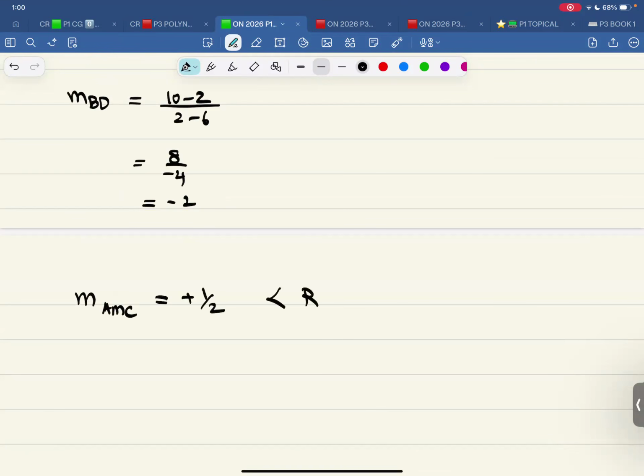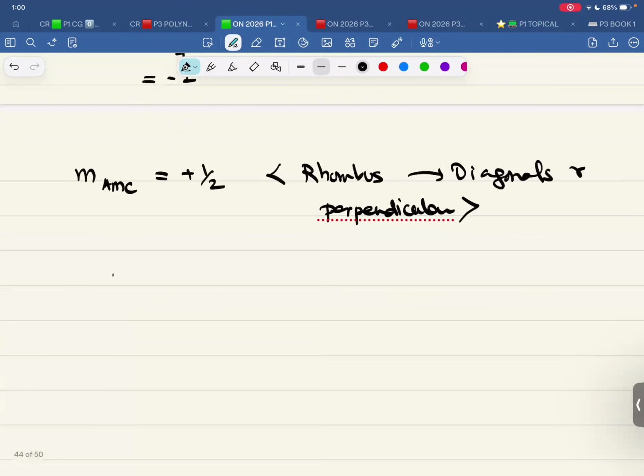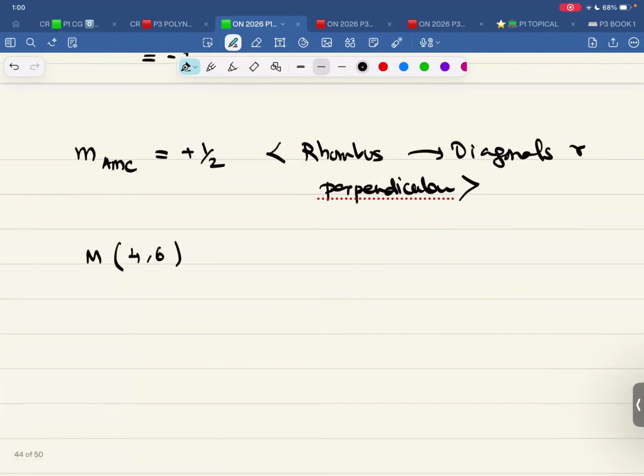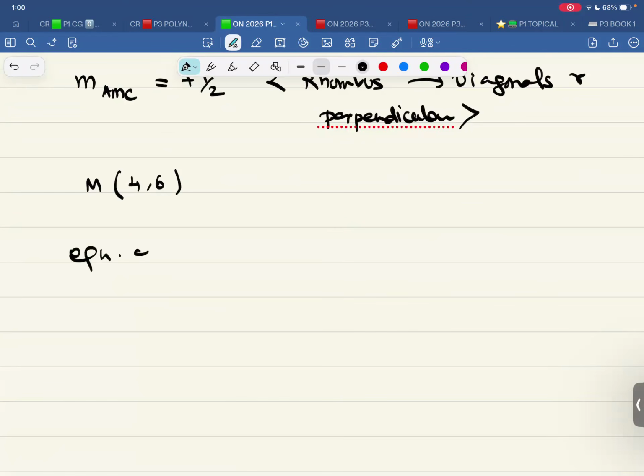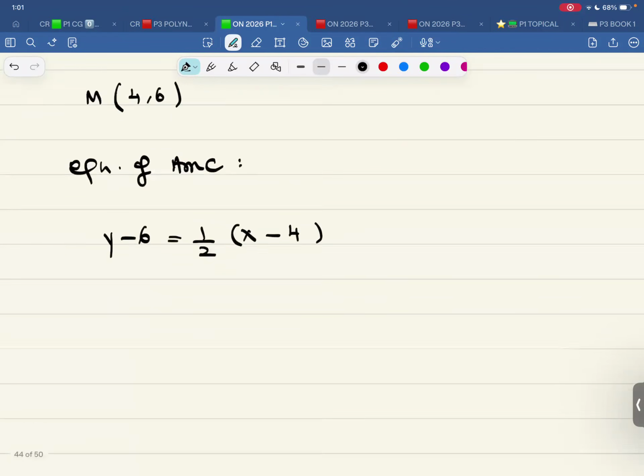Why? Because in a rhombus, diagonals are perpendicular. So make a habit of writing this so that the examiner is happy with you and eager to give you the marks. Now we have the coordinates of M, which is (4, 6). Let's find the equation of AMC. So y minus y1 equals half times (x minus x1). That is the equation of AMC.